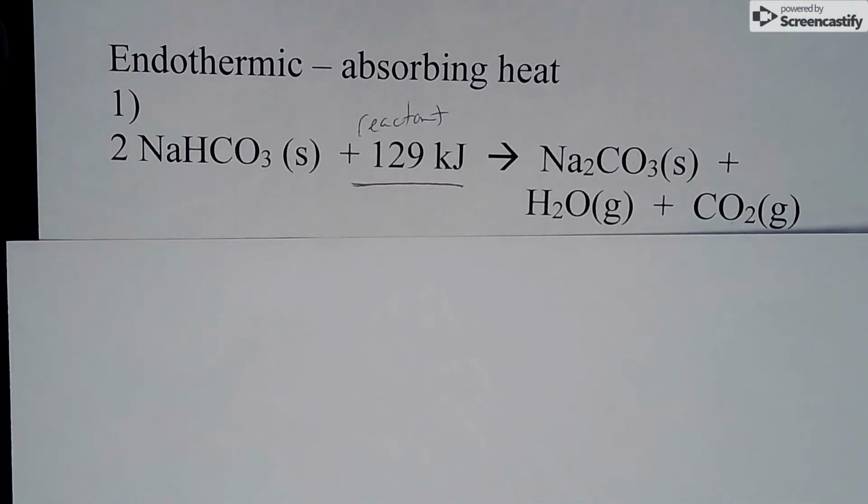Endothermic process means you have to put energy in order for you to make the product. So this one is sometimes a little easier to understand because I got to put heat in order for it to happen. So I have to have it on the reactant side.